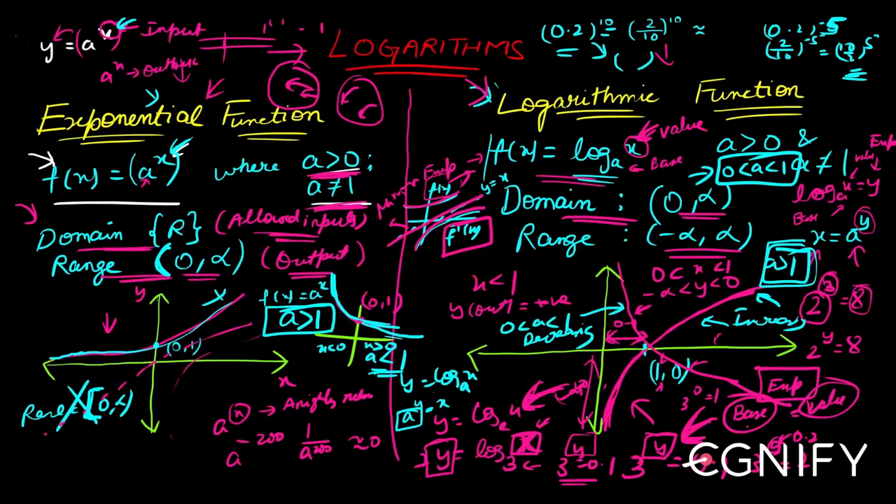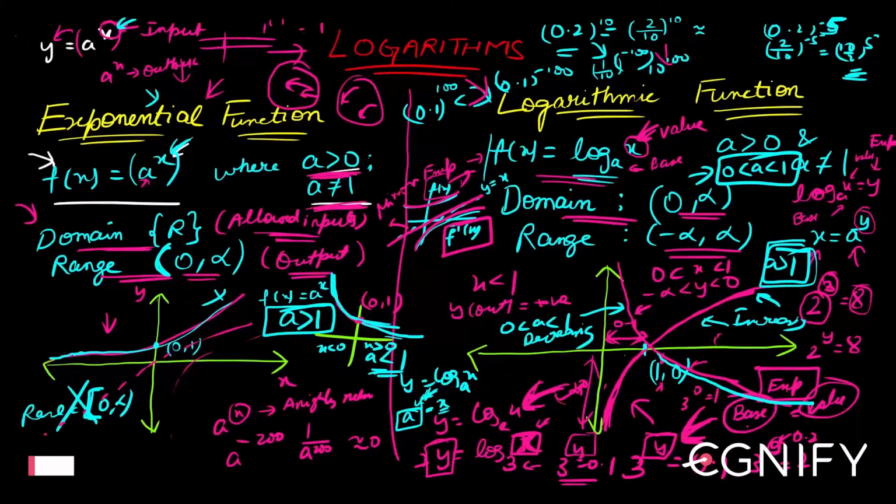If your base is less than 1, then negative values of y will give a bigger value of x. So for example, something like a 0.1 power 100 is much lesser than 0.1 power minus 100, because 0.1 power minus 100 means 1 by 10 whole power minus 100, which is 10 power 100, which is huge. So as your y becomes more and more negative, your x becomes more and more bigger, right?